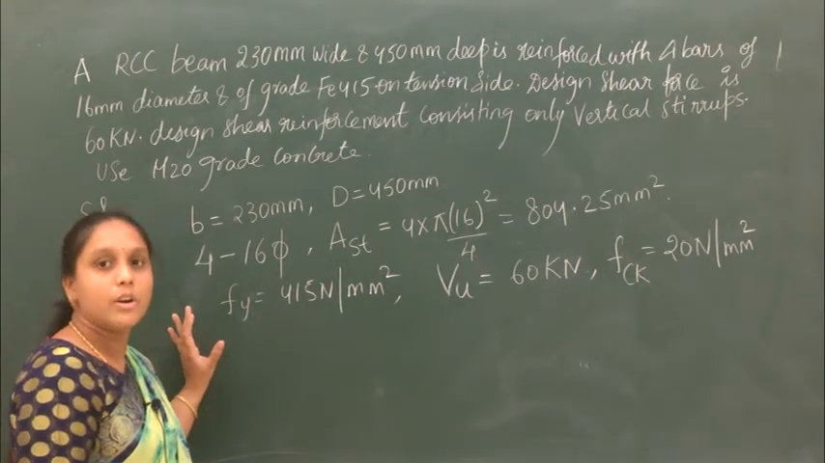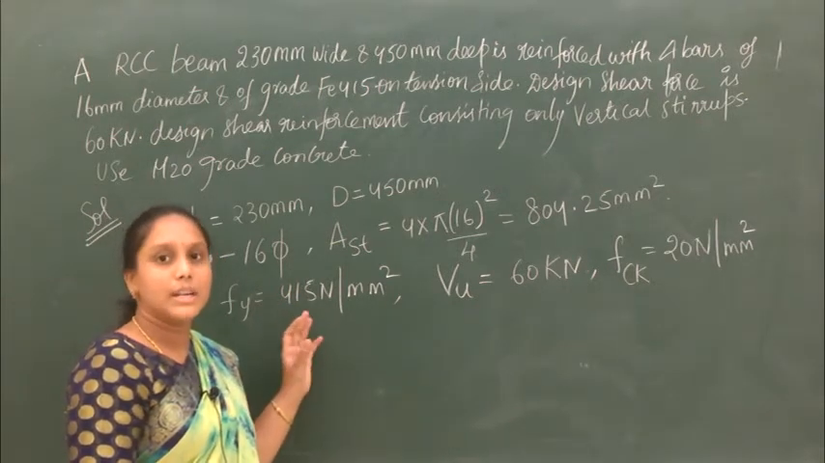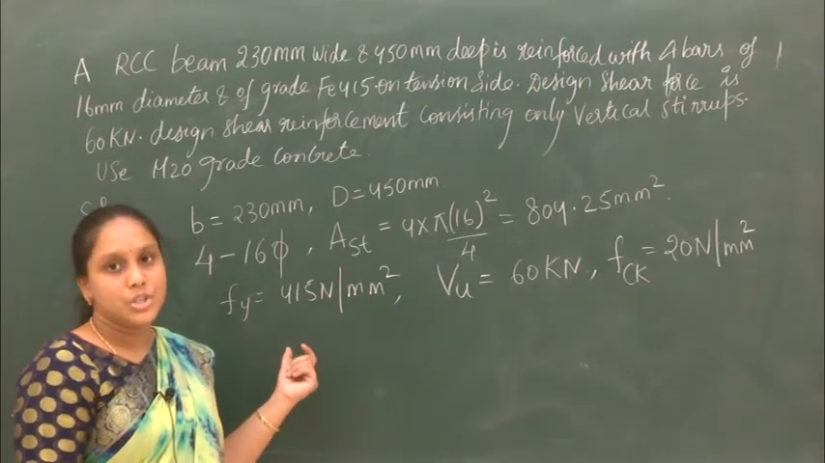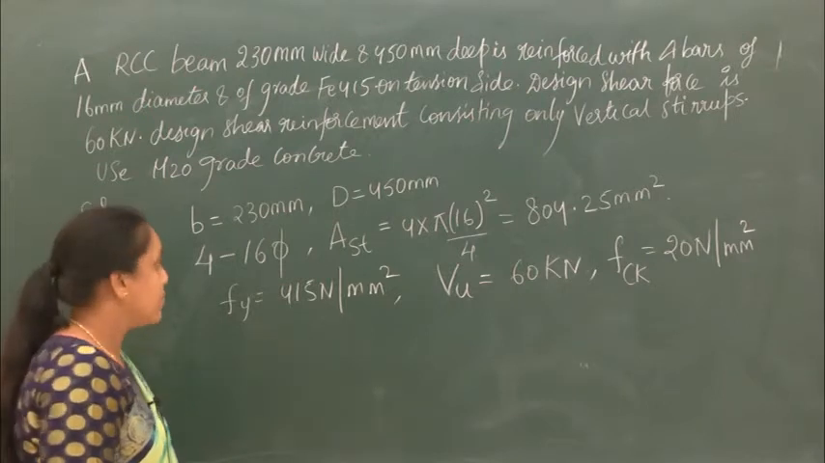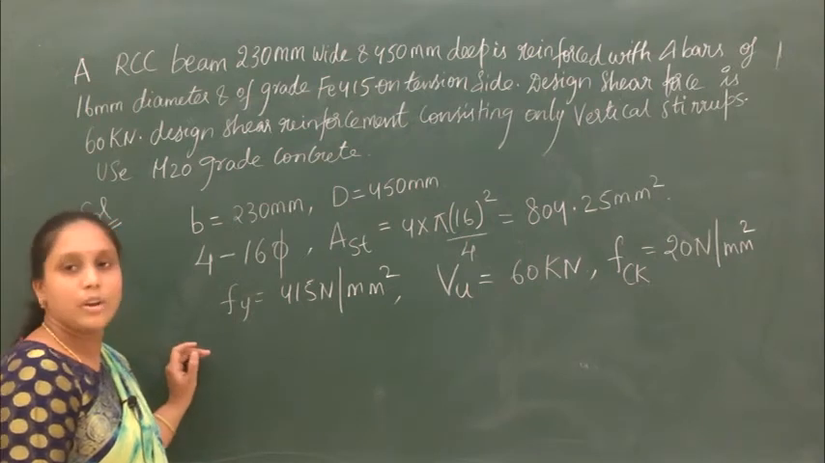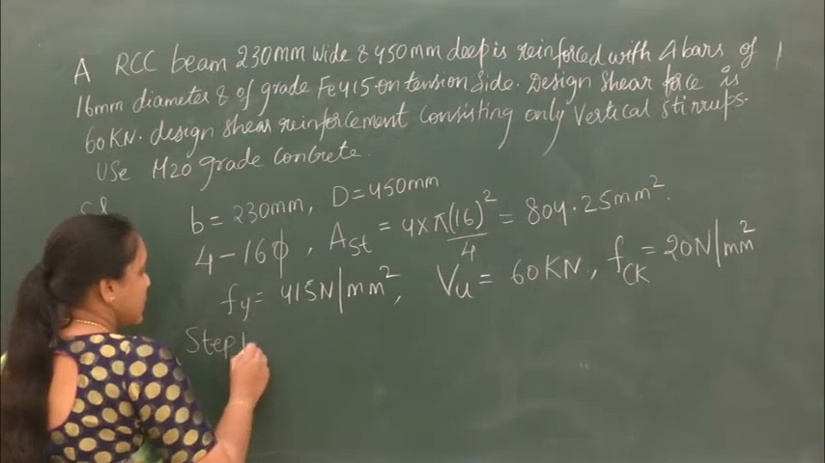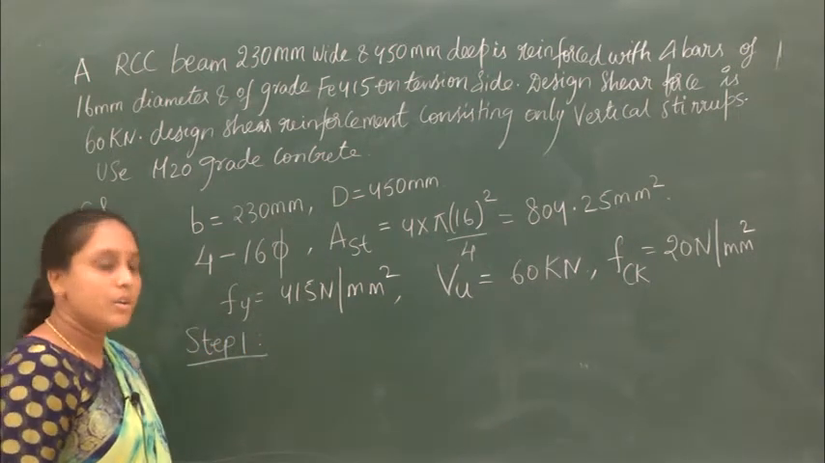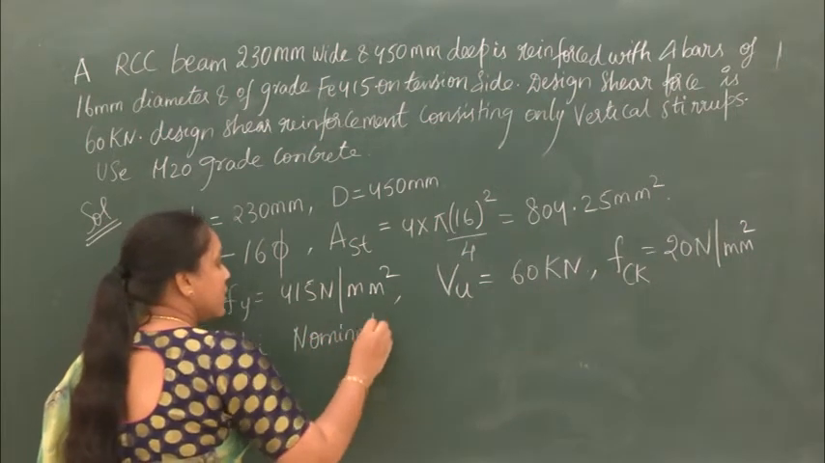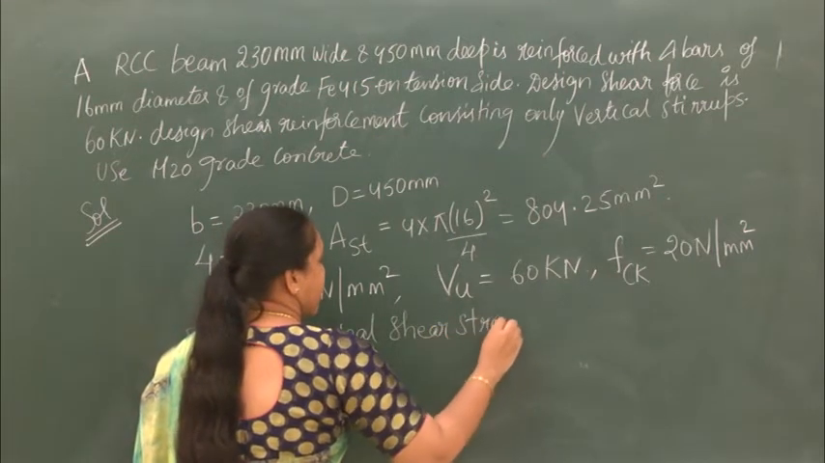What do we have to find out here? We have to find the area of the shear reinforcement, that is Asv, and also the spacing of the shear reinforcement, which is Sv. What is the first step in the design of shear reinforcement? Step 1 is to calculate the nominal shear stress. So first, let us calculate the nominal shear stress.